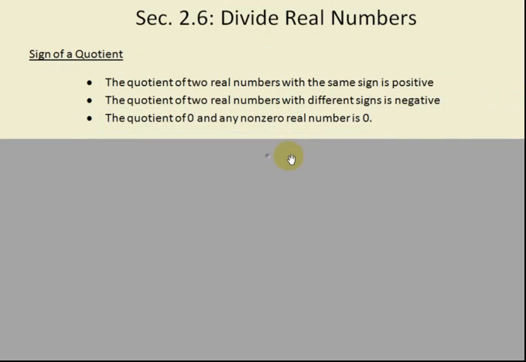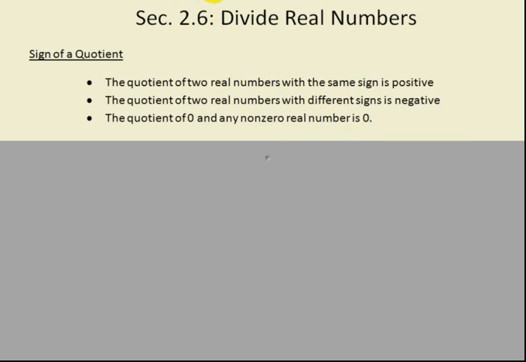One place you see that is looking at the sign of a quotient. Quotient, of course, means that we have division going on. So the quotient of two real numbers with the same sign is positive, just like multiplication. Multiply two numbers with the same sign, you get a positive result. The quotient of two real numbers with different signs is negative. And then the quotient of 0 and any non-zero real number is 0.